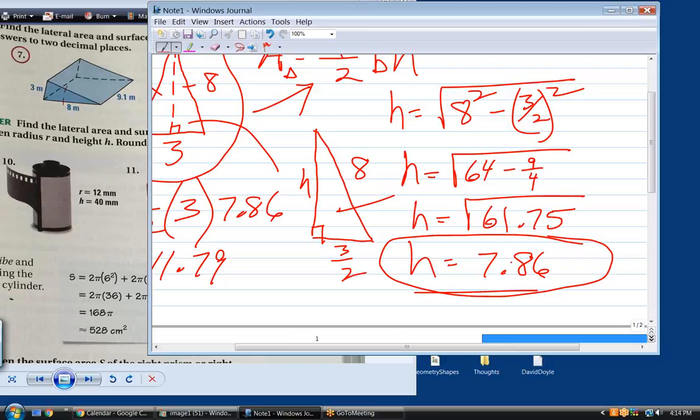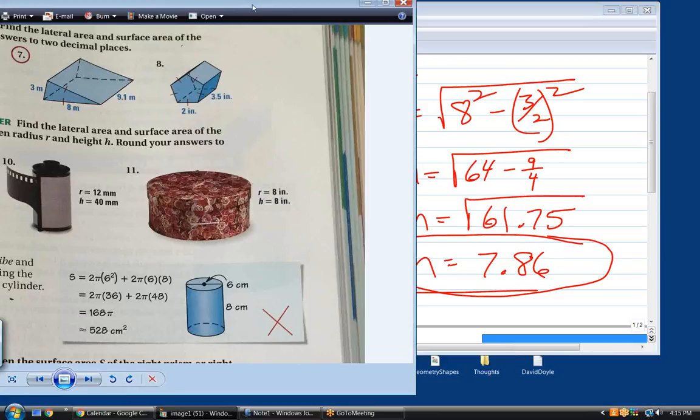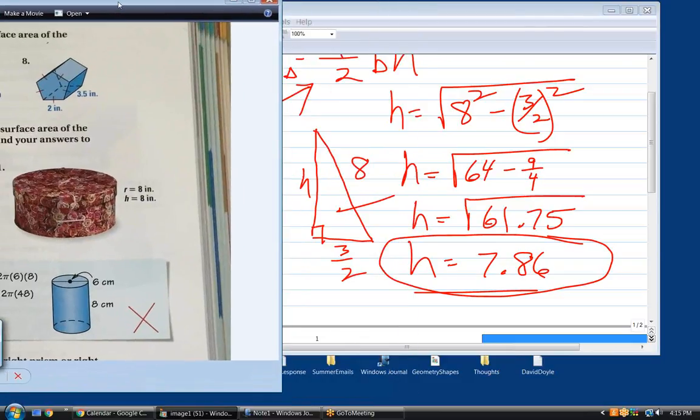If I make h to 4 decimal places, then I can get away with rounding it off early. I'm going to multiply it by 1.5, and then by 2, but even still, if it's to 4 decimal places, I'll be all right. So if you must round off early, round off to more decimal places than the answer requires. Okay. All right, number 8.